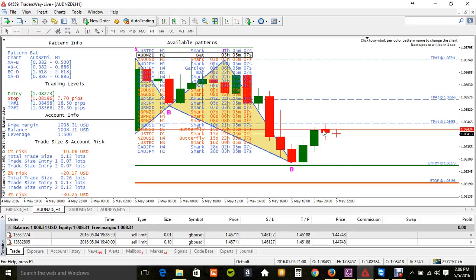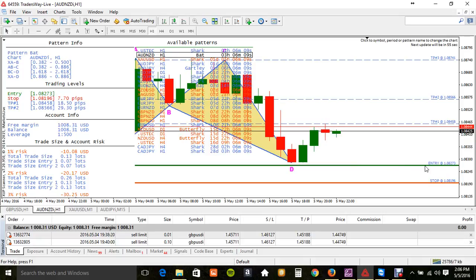One thing we do not want to do is chase this trade. So what we're going to do is a buy limit here. This is our entry point. It tells us 1.08273. Put our stop loss at 1.08196.